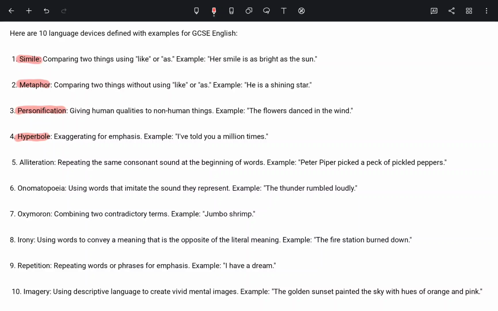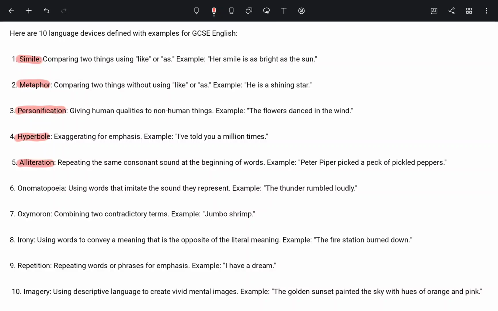Number five, alliteration. What is alliteration? It's repeating the same consonant sound at the beginning of words. So for example, Peter Piper picked a peck of pickled peppers. Now from that example, you can see that with alliteration, often what you'll see is that the words at the beginning start with the same letter. Okay, so you can see with this example with the letter P.